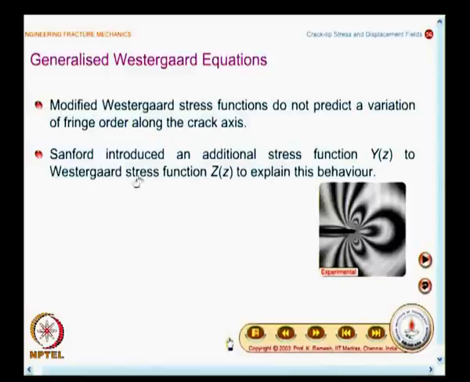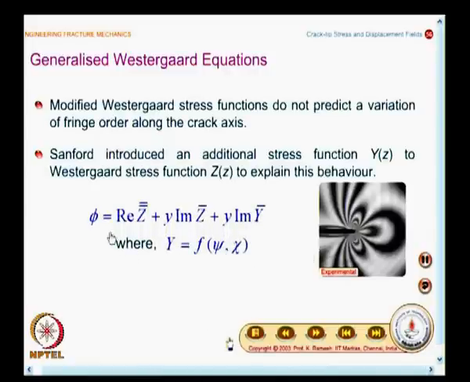So, from this standpoint, Sanford introduced an additional stress function capital Y Z. Is it justifiable? This also we have to look at. And the Airy stress function is modified in this fashion.